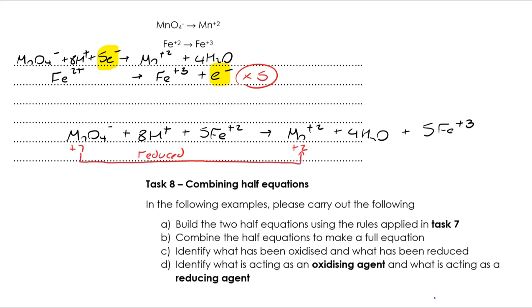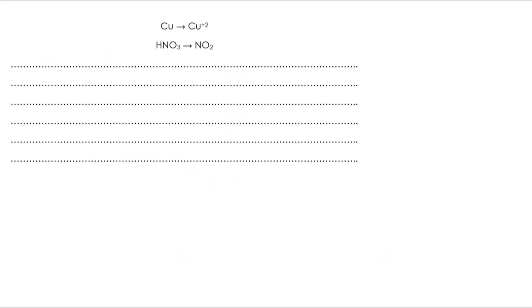And once again, my Mn has gone from +7 to +2. So that's the reduced species. My Fe2+ has been oxidised to Fe3+. The oxidation state has gone up. But I can also see from the half equations what's being oxidised and reduced based on electron loss or gain. And finally, the species that's reduced is the oxidising agent, and the species that's oxidised is the reducing agent. Next example.